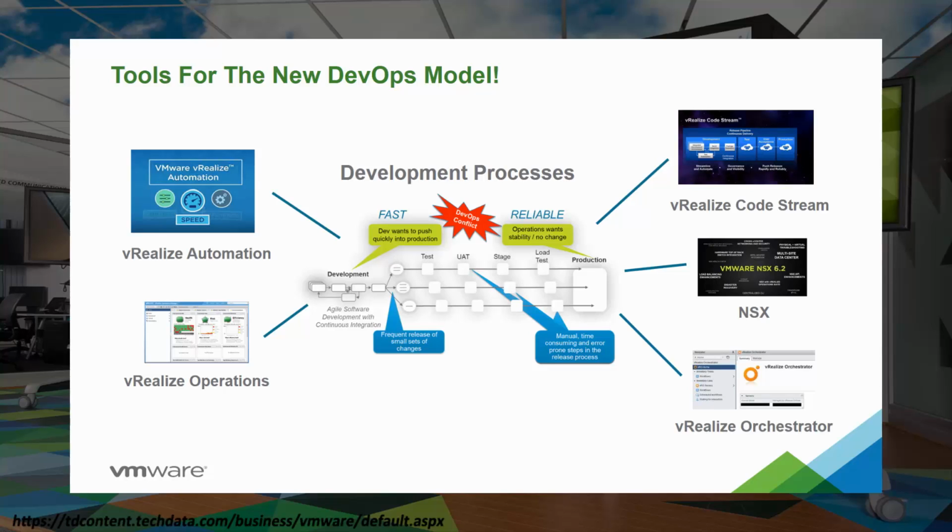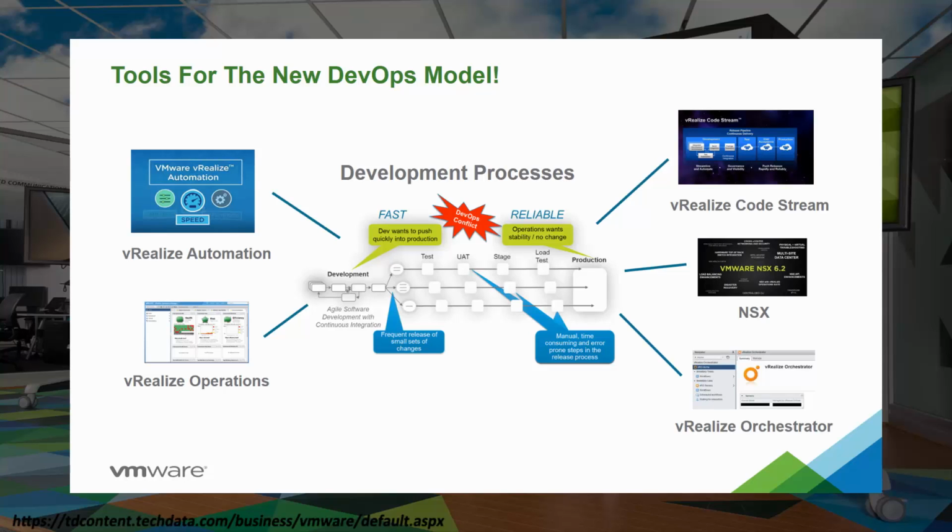NSX is our network virtualization solution, and it's also now integrating with vRealize Automation and those blueprints to assist in automating the deployment of those network services. So when they're not only deploying those VMs, they're also deploying the associated network services along with them. So again, that helps limit networking teams from having to go back later and do additional configurations manually.